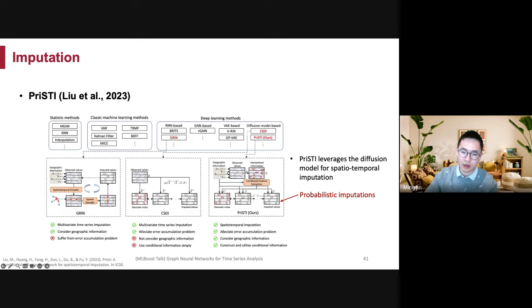So in this case, as we denoted here, pre-STI is actually using the diffusion model for spatial temporal imputation by considering the dependencies between different nodes, and the imputation could be probabilistic. Okay, so that's two typical methods for the time series imputation with GNN technology involving the spatial temporal dependencies.